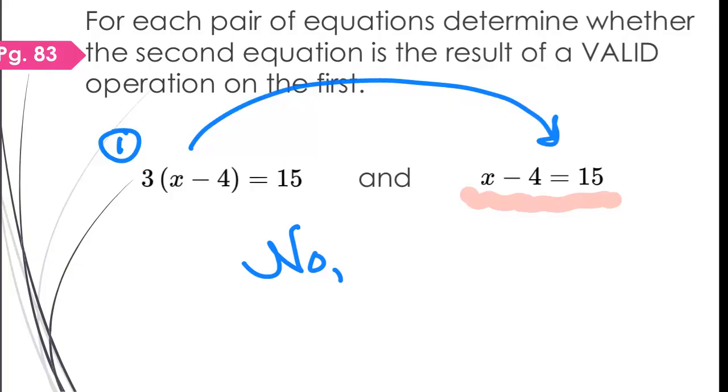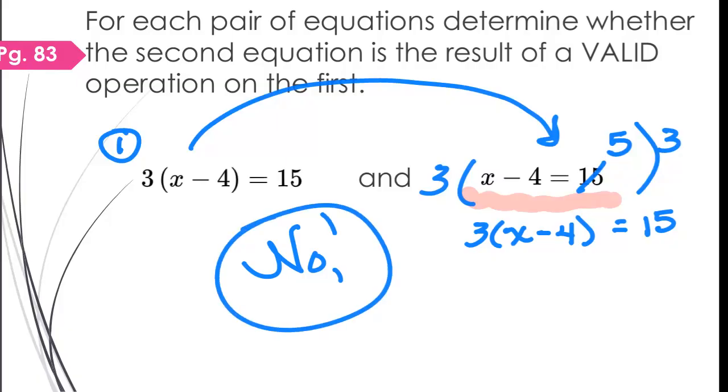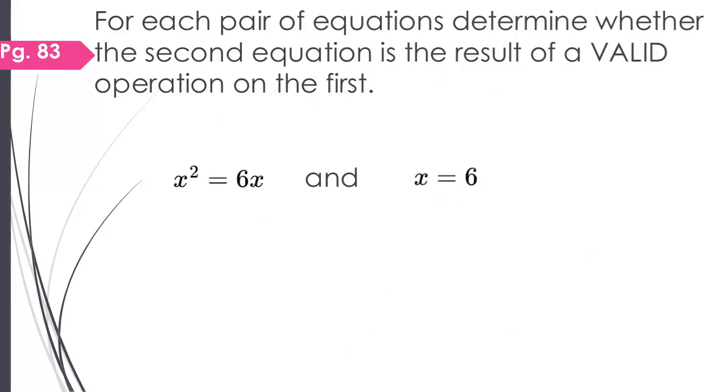Yeah, if I change this 15 to a 5, and then I multiply by 3, then that would give me 3 times the x minus 4 equals 15, which I'm looking for, and that would work. But that is not what we had originally. So it's still a no, but now you see what we could do. All right? Very good. Okay, let's go to the third one.